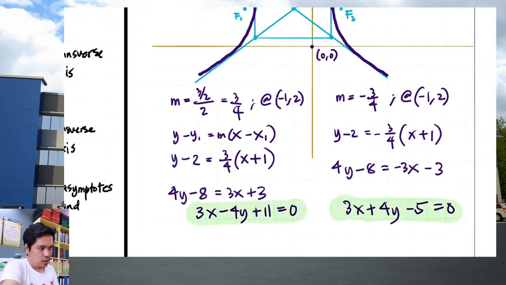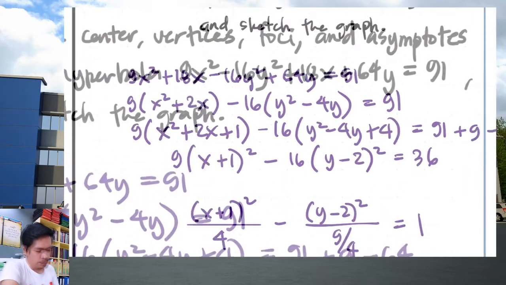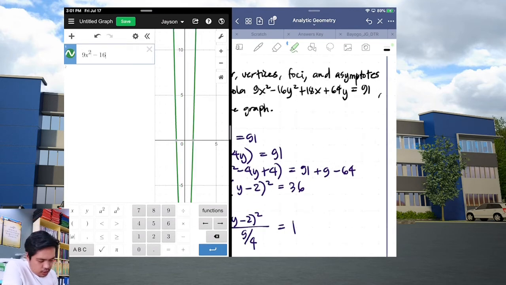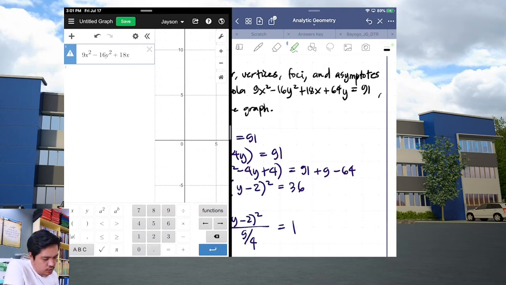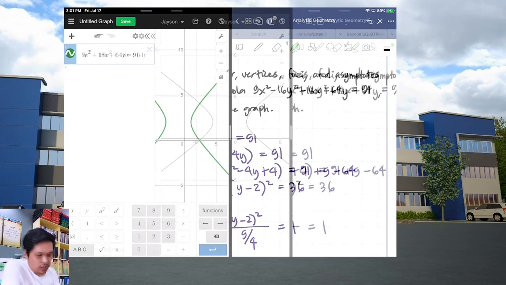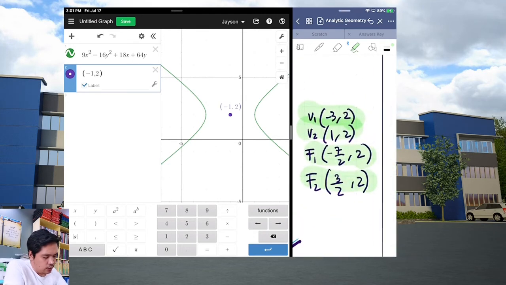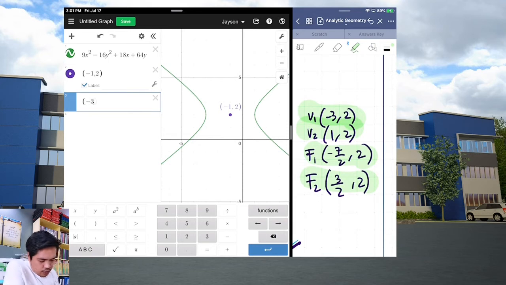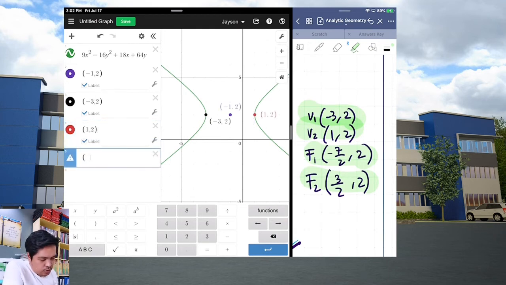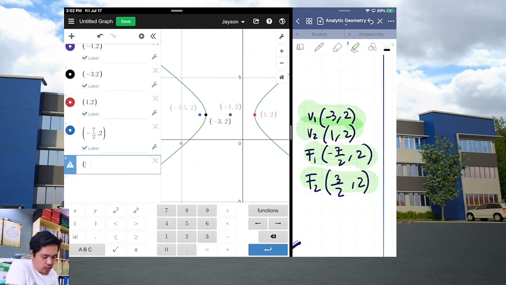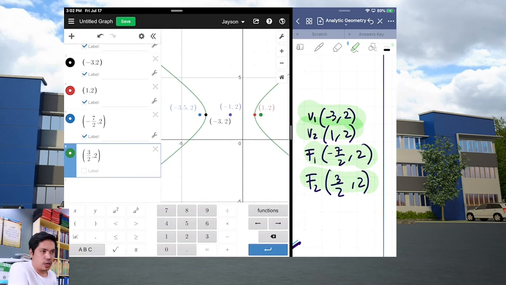So let us check our answer using Desmos. So ito yung given. Yan, i-graph natin sa Desmos. So that's 9x squared minus 16y squared plus 18x plus 64y equals 91. Ayan, there. So let's check if the center is at negative 1, 2. Okay, so that's a center. Now for the vertices, let's check. That would be negative 3, 2, and that's 1, 2. Ayan, sakto. Then we have the focus at negative 7 halves, 2, and the other one is at 3 halves, 2. So that's the location of the other focus.